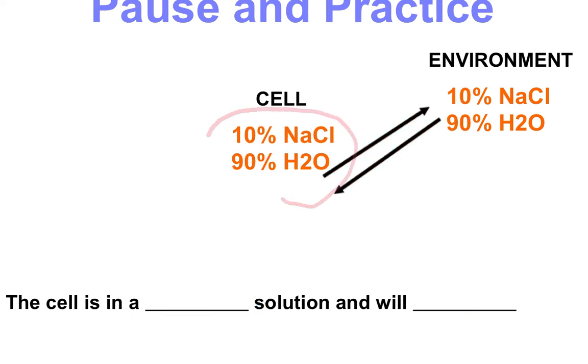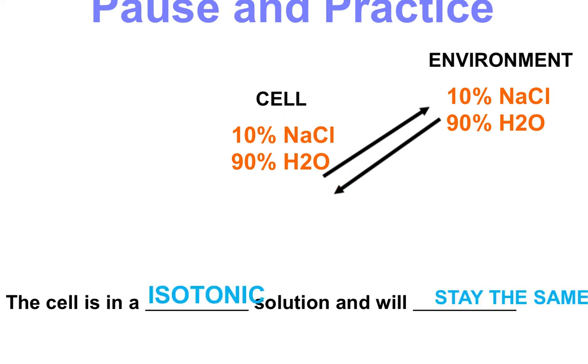How about this scenario? We have a 10% sodium chloride solution and a 90% water solution inside the cell. And the environment has a 10% salt concentration on the outside and a 90% water concentration on the outside. What's going to happen to this cell? This cell is going to stay isotonic, which means it's going to stay the same. Now, water is still moving in and out of the cell. We just don't notice any difference in the cell size because it's in an isotonic solution. It's maintaining its shape.